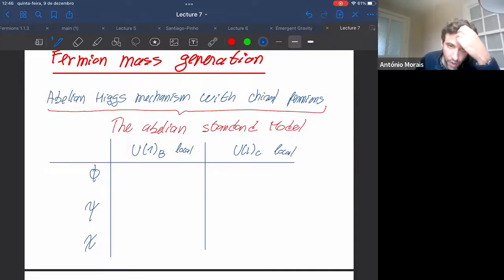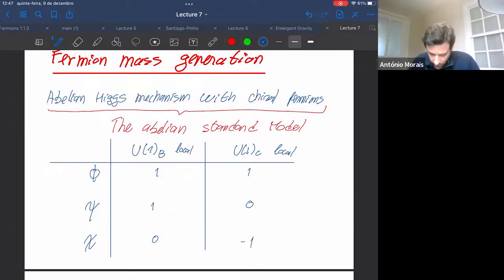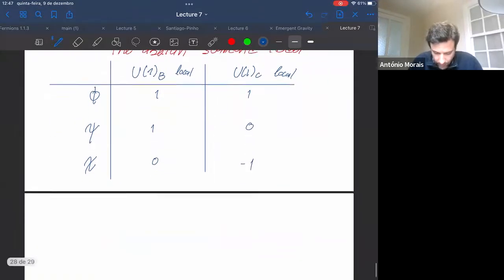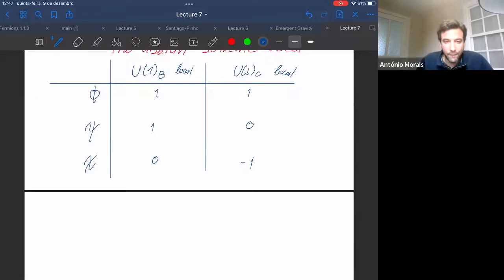There was a homework which is similar to this, but one of these is global. So I'm saying that here phi has charge 1 and 1 on both of these symmetries. Psi is charged under the first U1 and neutral under the other U1. And chi is neutral under the first U1 and charged, with minus, under the other U1. So this defines the transformations.